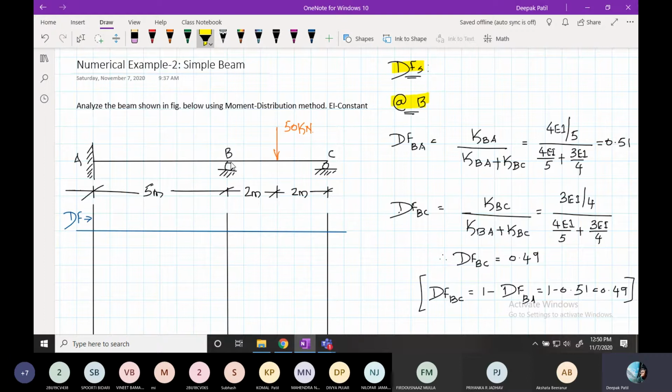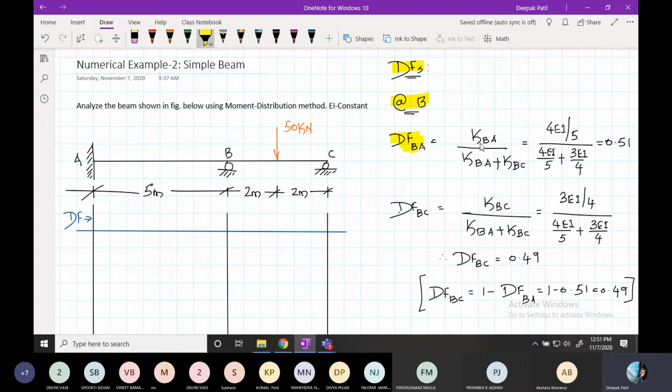Okay. So at B, how many components are joining? Two components are joining. One is BA and the other one is BC. So first let me find the distribution factor for BA. I told you the formula for that. The numerator is the stiffness factor of the component for which we are finding the distribution factor. So for which component are we finding it? We are finding it for BA.